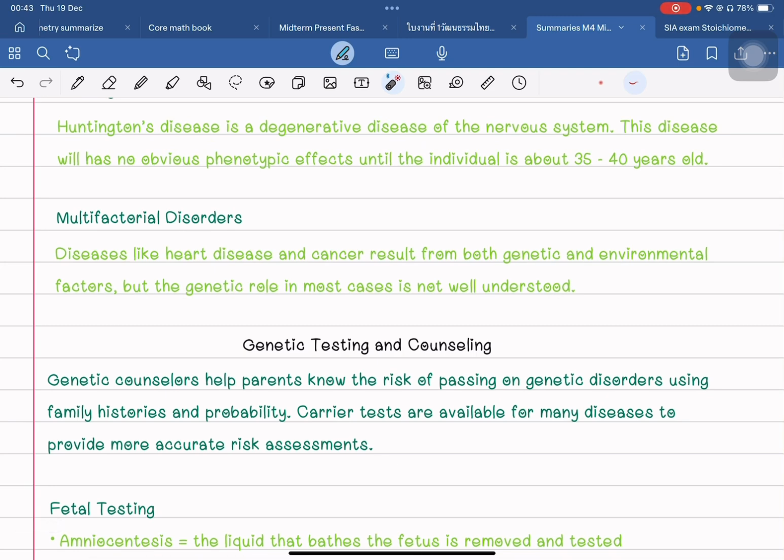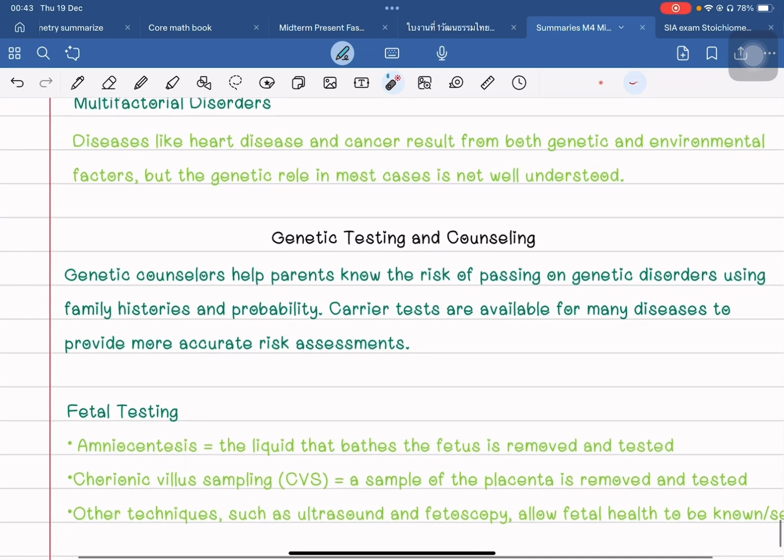Next is multifactorial disorders. These are diseases like heart disease and cancer. Diseases like heart disease and cancer result from both genetic and environmental factors, but the genetic role is in most cases not well understood. Multifactorial disorders can be found in heart disease, which is one of those examples, and also cancer.